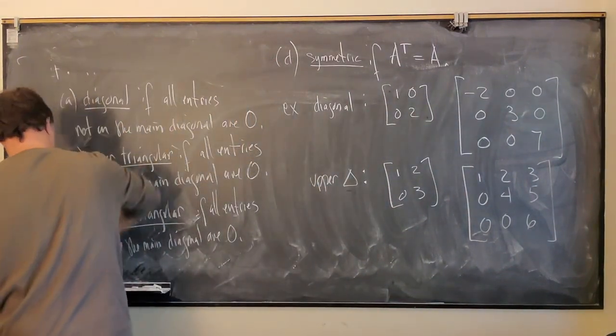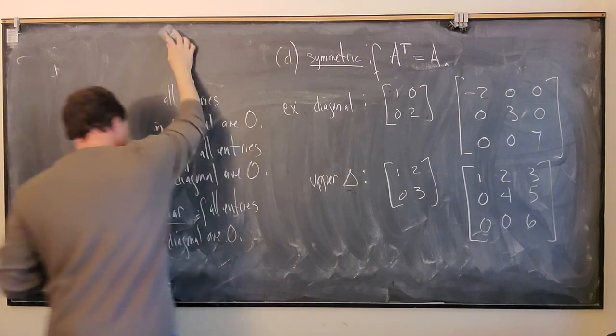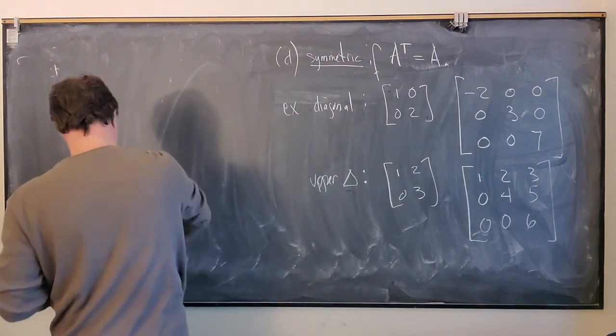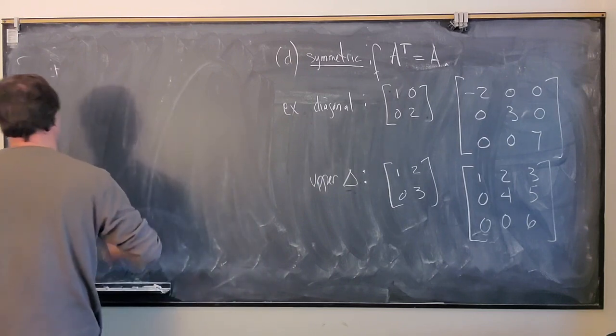And then we also need an example of a symmetric matrix. So let's see, it's symmetric if it's equal to its own transpose.